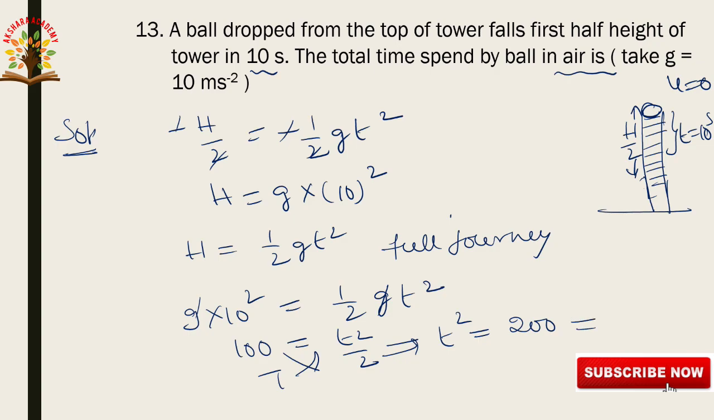Taking the root, t is equal to root 200, or 10 root 2 seconds. We can write root 2 as 1.414. After multiplication, we are getting t is equal to 14.4 seconds. t is equal to 10 into 1.414, that is 14.4 seconds. This is the final answer. Next we will go to the next question.